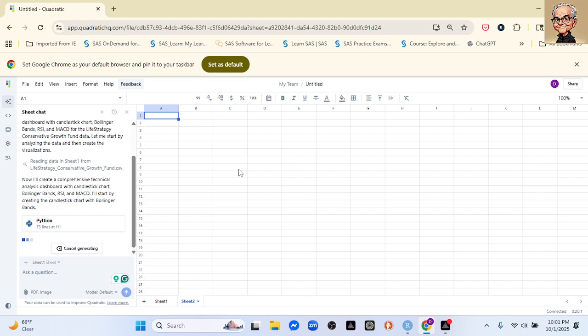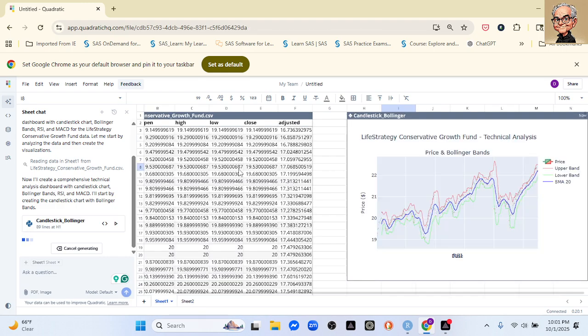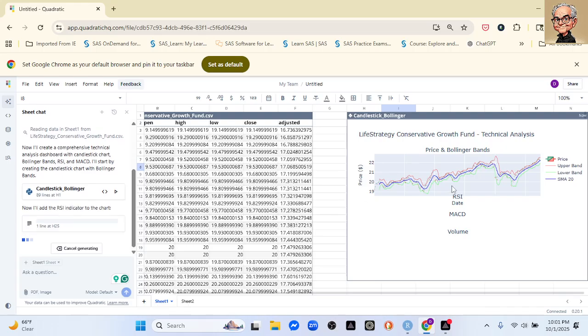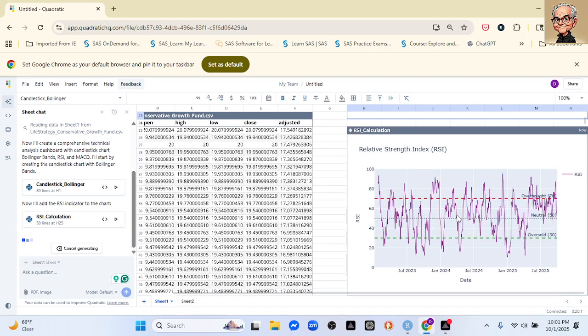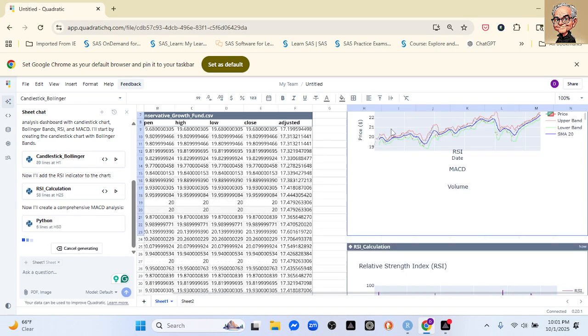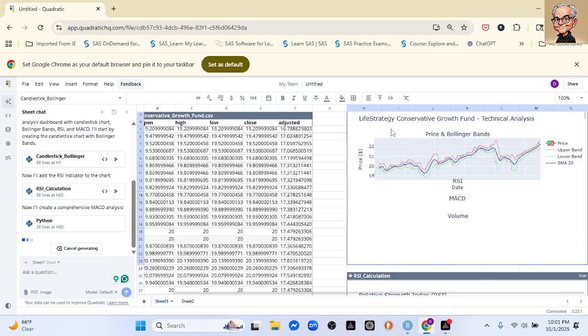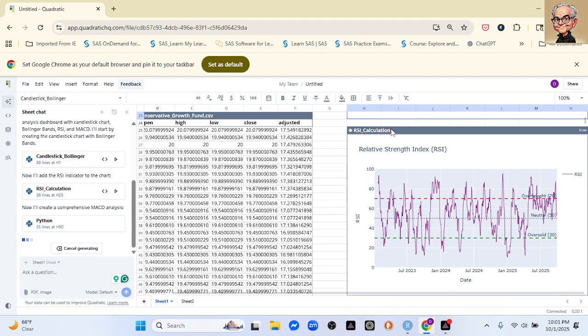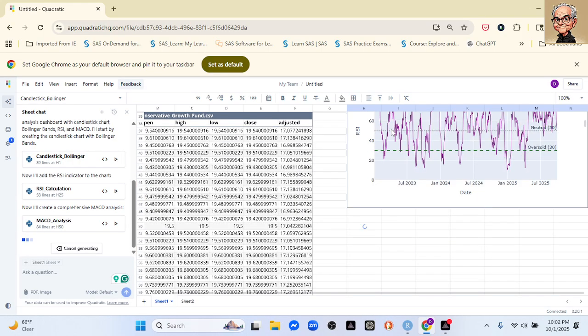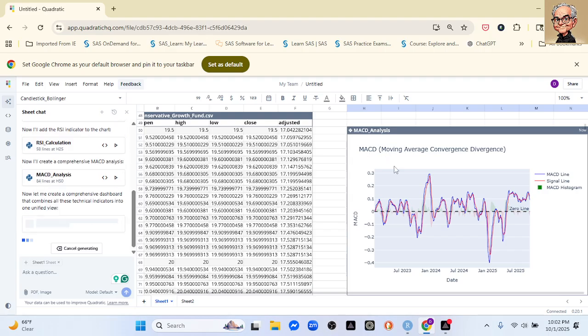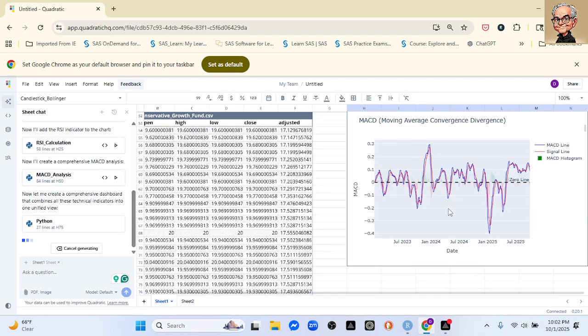Yes, I'll create a comprehensive technical analysis dashboard. Very nice. Okay, good. What is this? This is our Bollinger Bands. Okay, we want separate plots, don't we? MACD, there we go. Very nice.